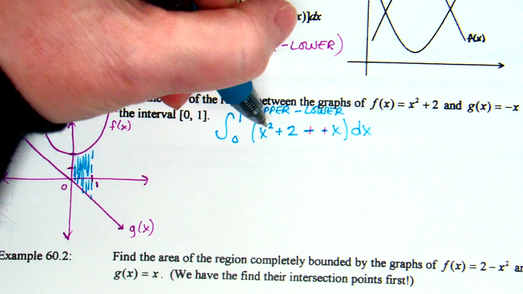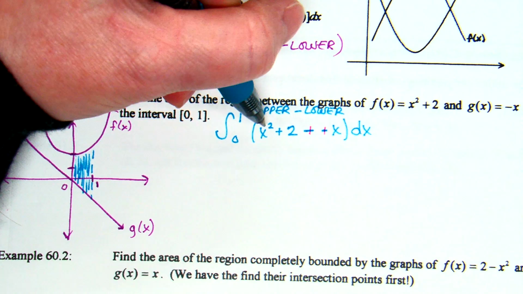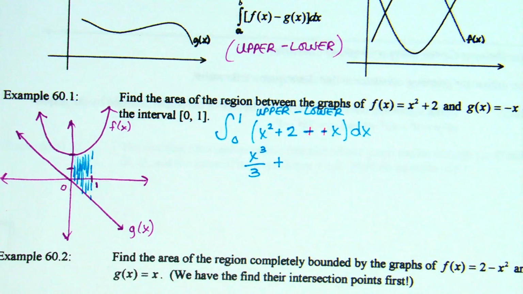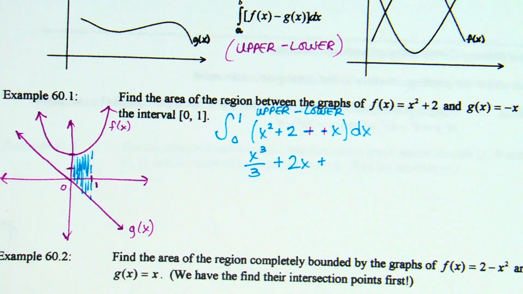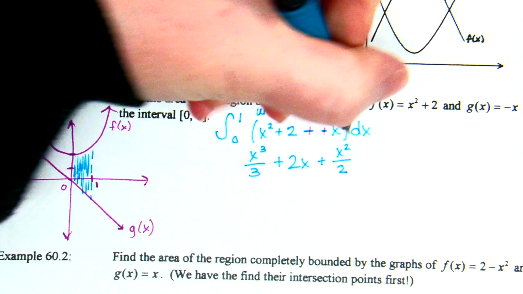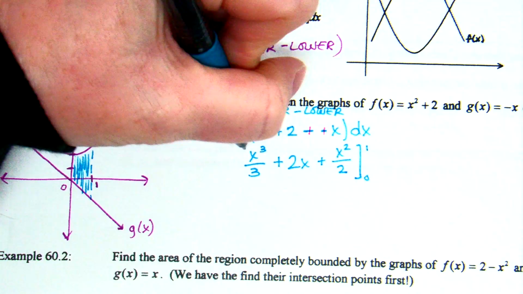So what is the integral or antiderivative of x squared? X to the third over 3. I'll write it like that for a change. Plus, what is the integral of 2? 2x. It was minus negative, it's now plus. The integral of x? X squared over 2. And now, it's all evaluated from 0 to 1.